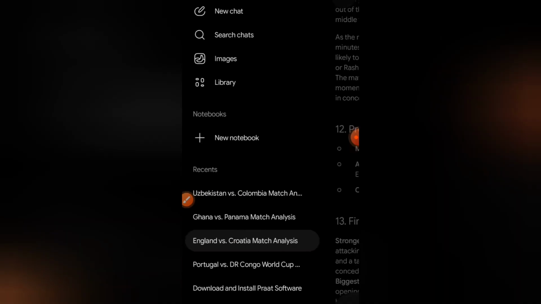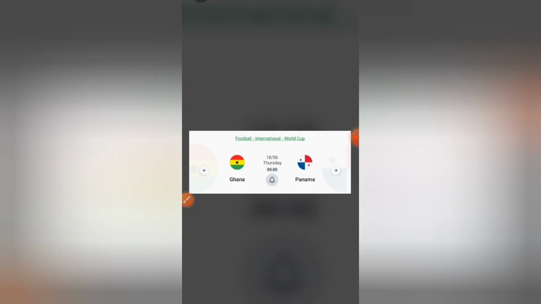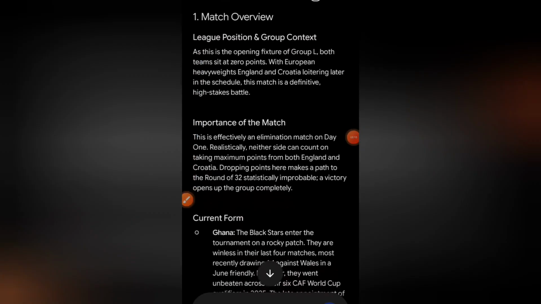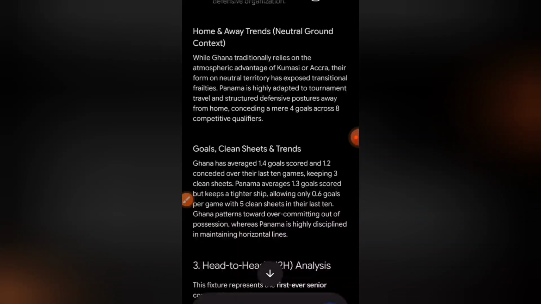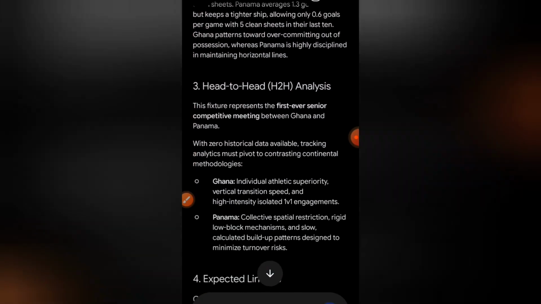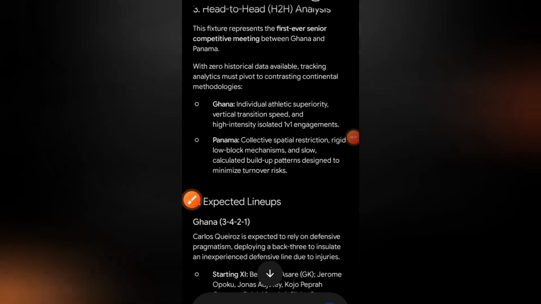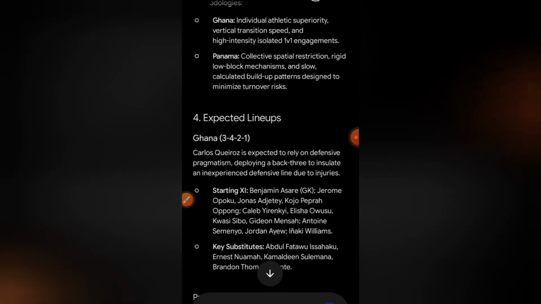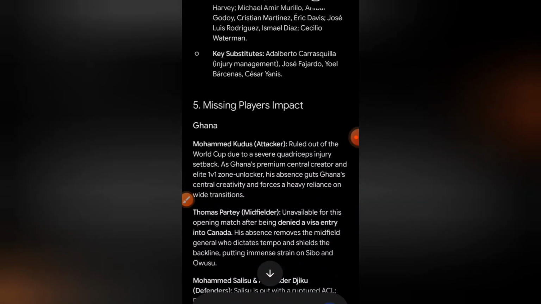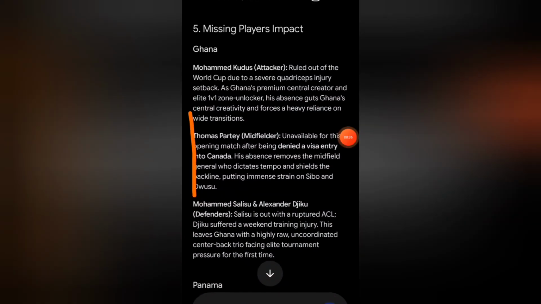All right, proceeding to the third match fixture, the match between Ghana and Panama. I think they'll be playing around midnight. This is the match overview. This is the head-to-head analysis. It seems these two teams have never played against each other before. And we also have the missing players impact and the tactical analysis.